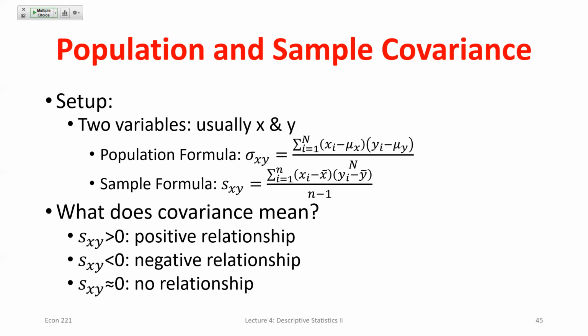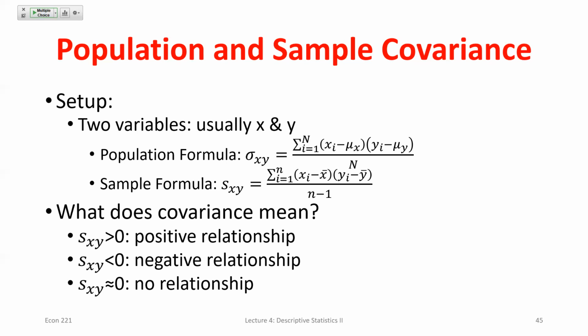Now, anytime I see an observation that had above average years of education but below average income, well, now I've got a positive times a negative, because that observation was evidence that when X is on one side of the average, Y tends to be on the other. So that's really all this is capturing.